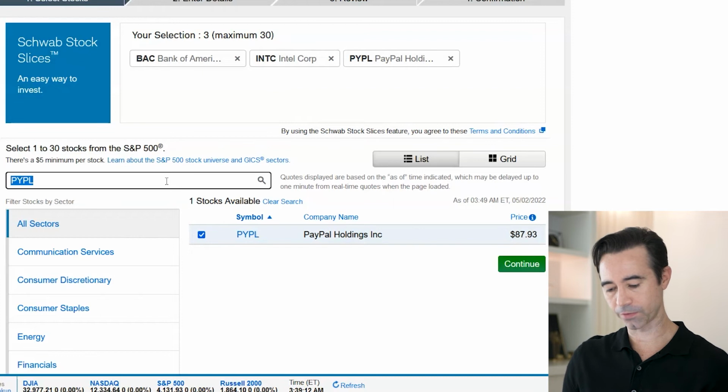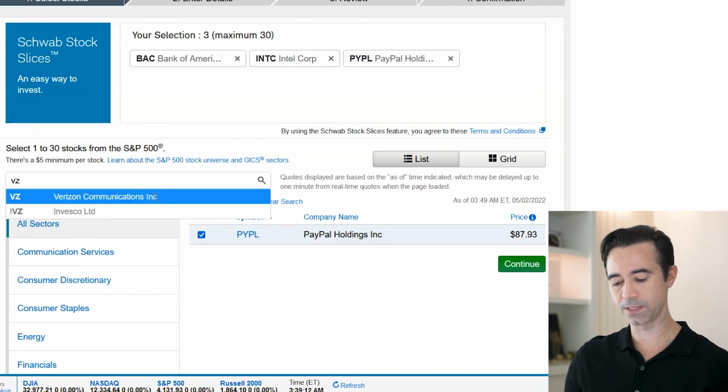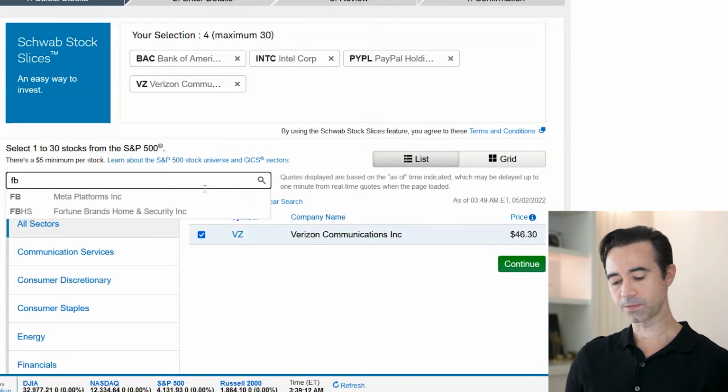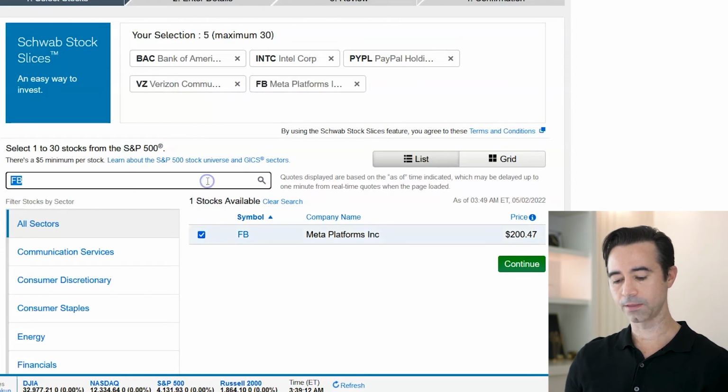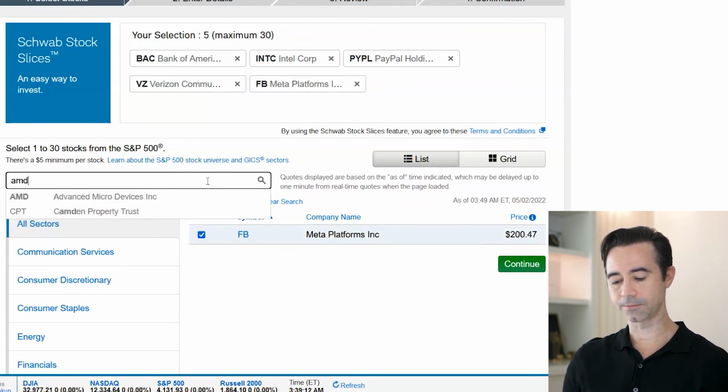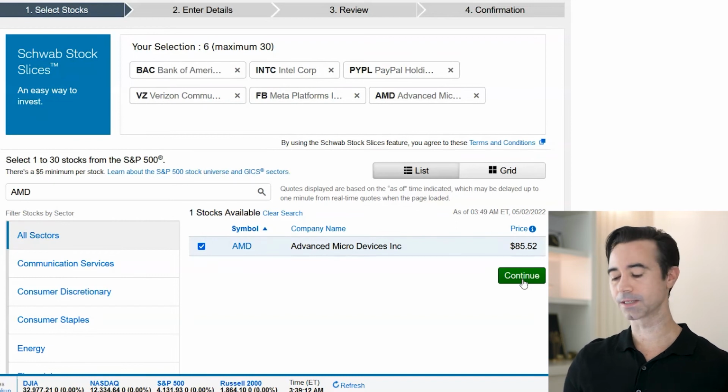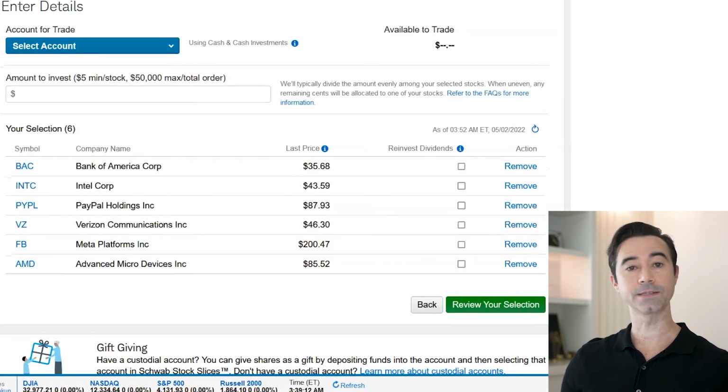Next up, I'm going to go with Verizon. That's ticker symbol VZ. Add it here. Facebook is the next one I want to go with, aka Meta Platforms now. And the final one I'm going to go with is AMD. So I got these stocks. I'm going to go ahead and click continue. And now we can see all of the stocks.